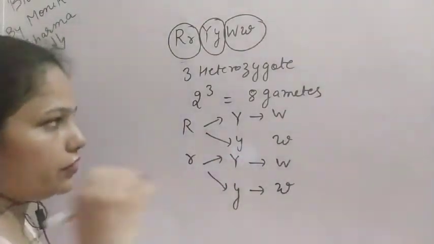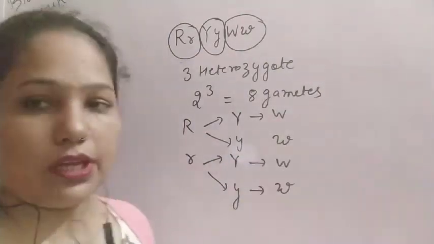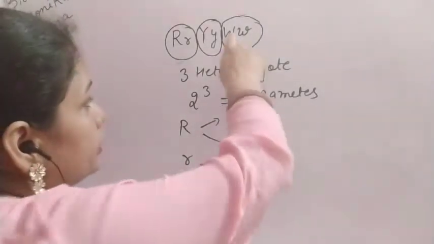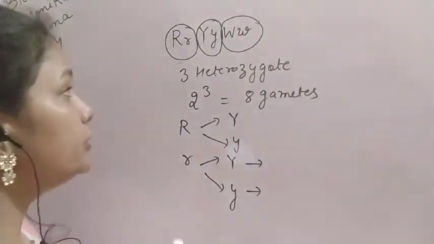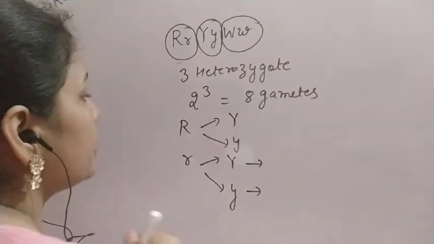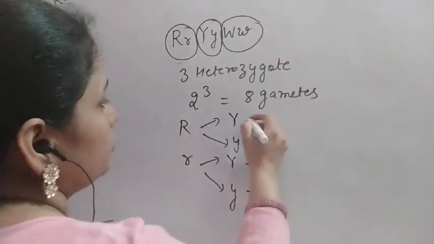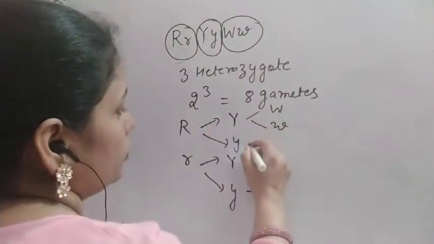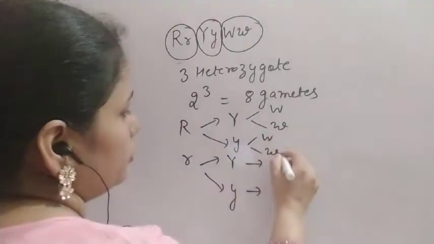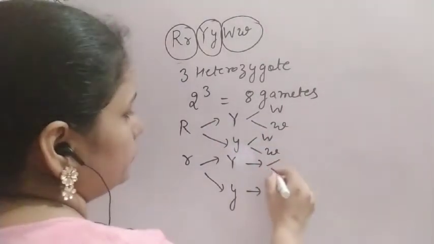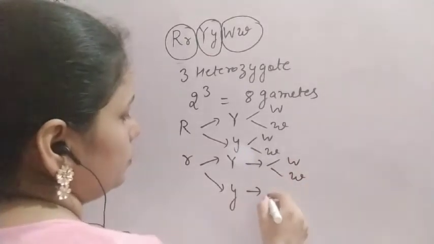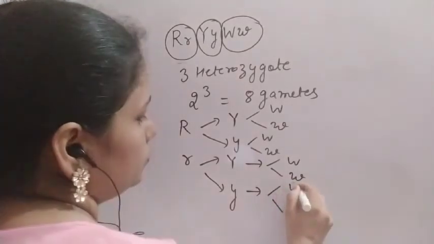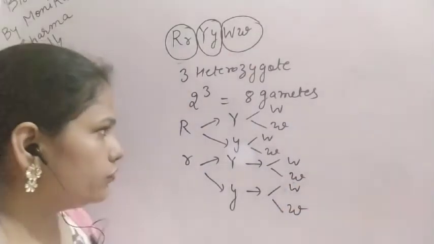Like this you can write, because here the 3rd heterozygote is also there, and if the heterozygotes are given, then we have to use the 2 arrow for that. So here also we will write, because the 3rd character is also there, capital W, small w, then capital W, small w, then again capital W, small w, and capital W and small w. So what do we have to do now?